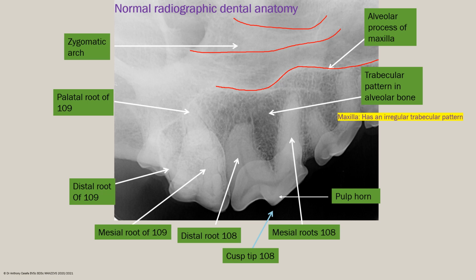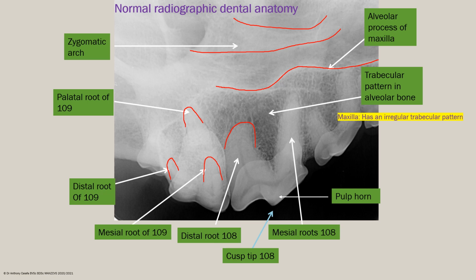On the left side here, we have the palatal root of tooth 109 here. We have the distal root of tooth 109 here. We have the mesial root of tooth 109 here. We have the distal root of tooth 108 here. You can see there's a normal periodontal ligament space around that tooth. We have trabecular pattern in the bone here, so that's normal.